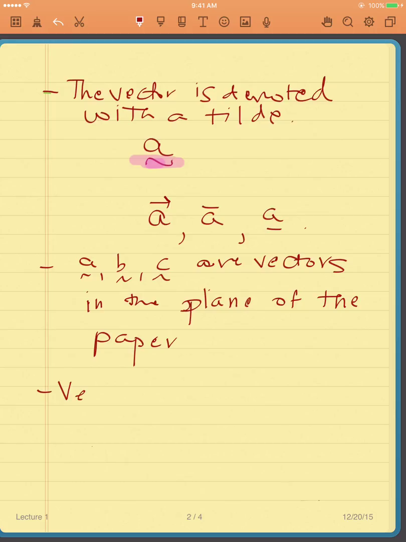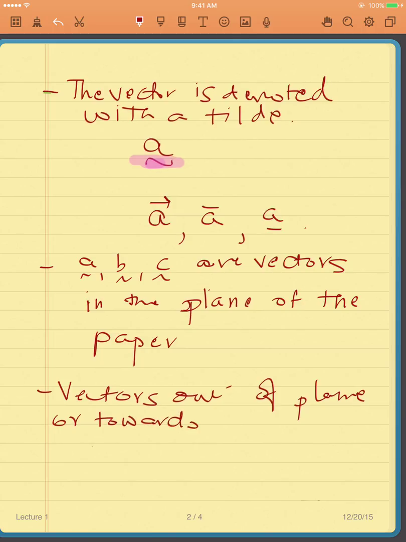So vectors out of the plane, or towards you from the paper or screen, you can write either, are represented as counterclockwise curves, right? So I drew a counterclockwise curve. The counterclockwiseness is captured by where I put the arrowhead, right?